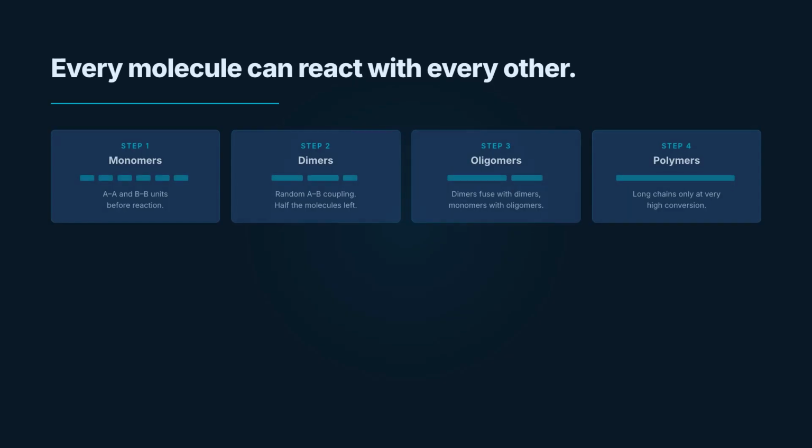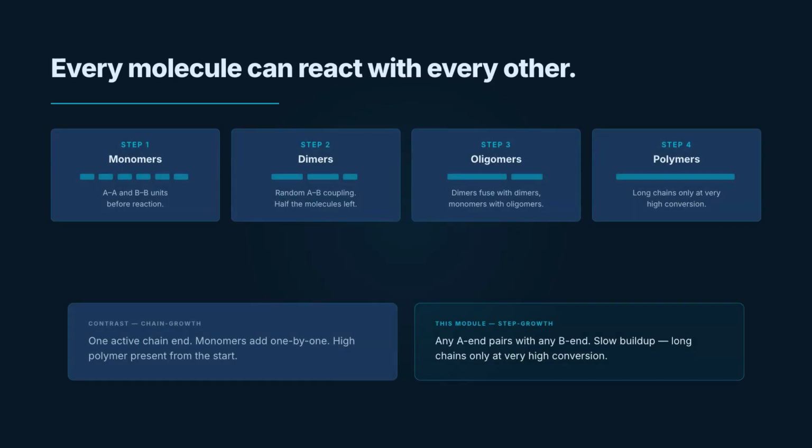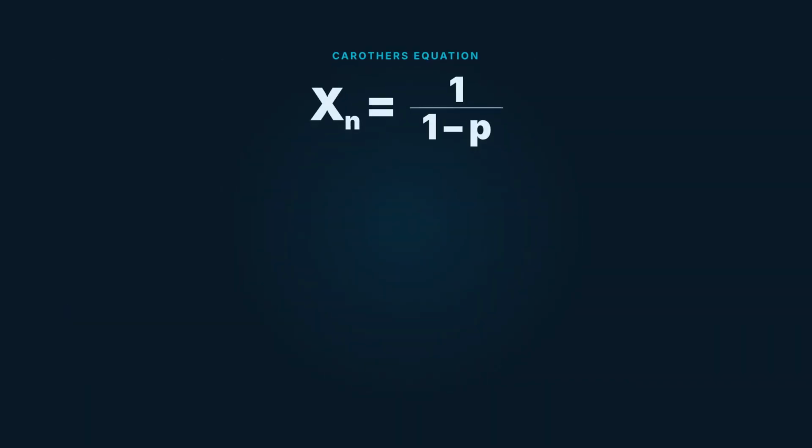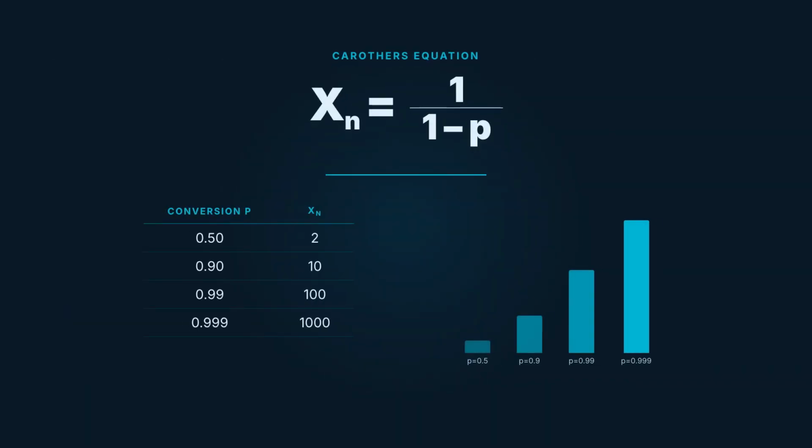Step growth polymerization works by a different logic than chain growth. There is no special active chain end. Every bifunctional monomer carries two reactive groups, and any A group can react with any B group anywhere in the pot, whether it sits on a monomer, a dimer, or an already long polymer. The result is that chains build up slowly in pairs, and you only get long polymers when nearly every reactive group has reacted. The Carothers equation tells you the number average degree of polymerization as a function of conversion.